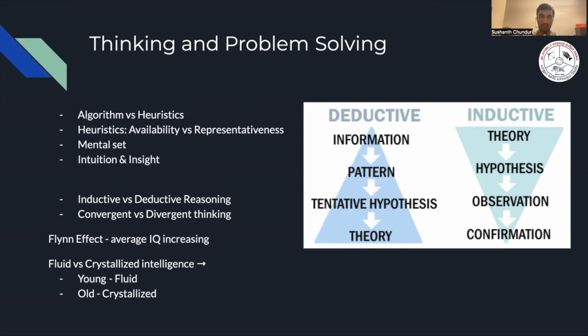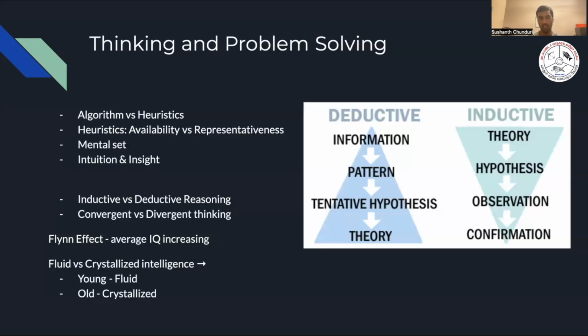Convergent versus divergent thinking. Convergent thinking is when you're thinking of only one way to solve something, and it's great for IQ tests, but it's not great for general thinking and problem solving. Whereas divergent thinking is where you think of multiple ways to approach a problem, and this is great for problem solving.